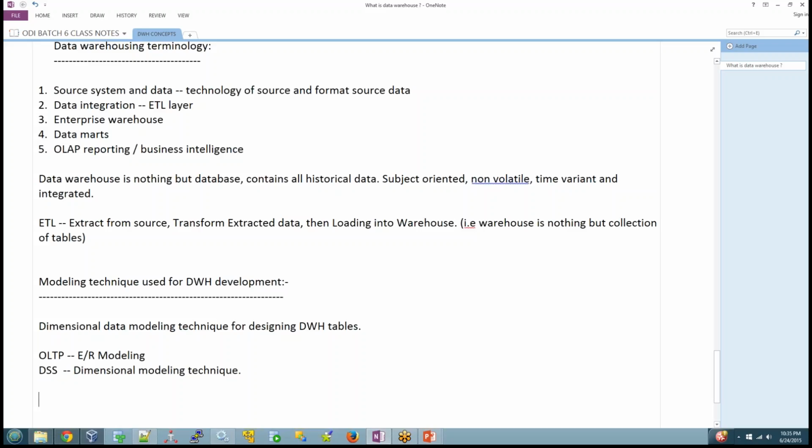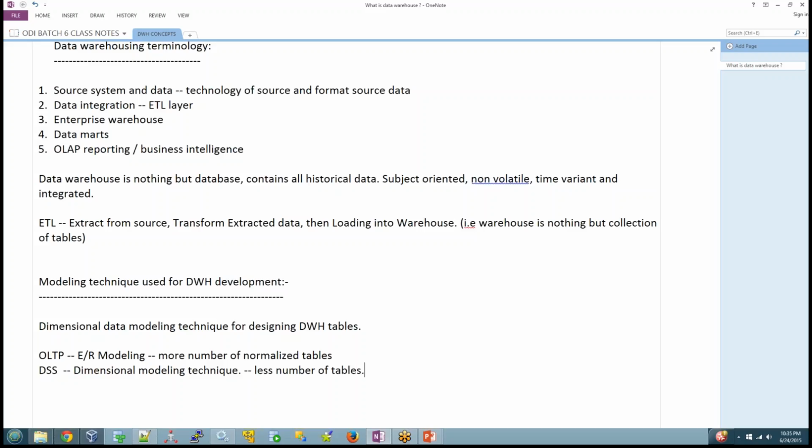In ER modeling, we are going to have a large number of tables, more normalized tables. Here, in dimensional modeling, we have very few tables.